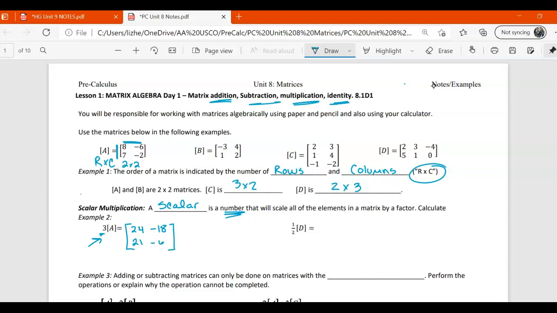All right, next, here the scalar number is 1/2. So basically what I'm doing is dividing each number by 2. So I go to matrix D, and I'm going to do 2 times 1/2 is 1, 3 times 1/2 is 3/2.